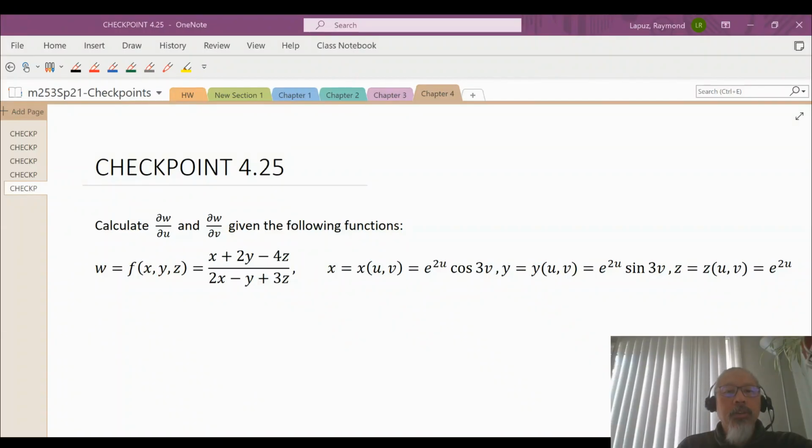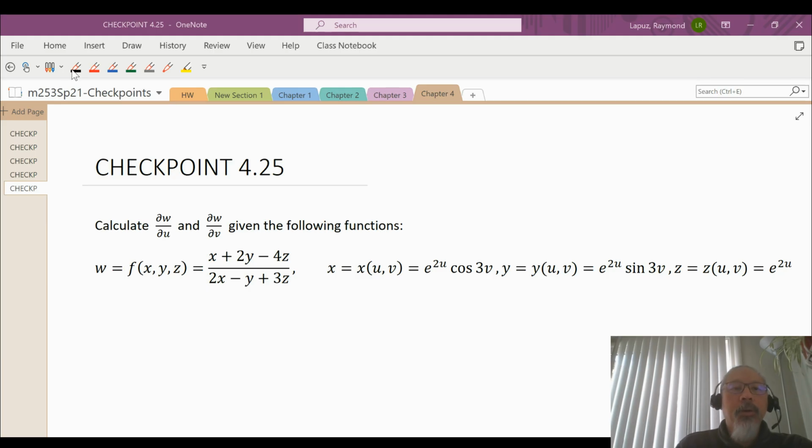Hello, this is checkpoint 4.25. They want us to calculate the derivative of w with respect to u and the derivative of w with respect to v. And f is a function of three variables, and x, y, and z in turn are functions of two variables.